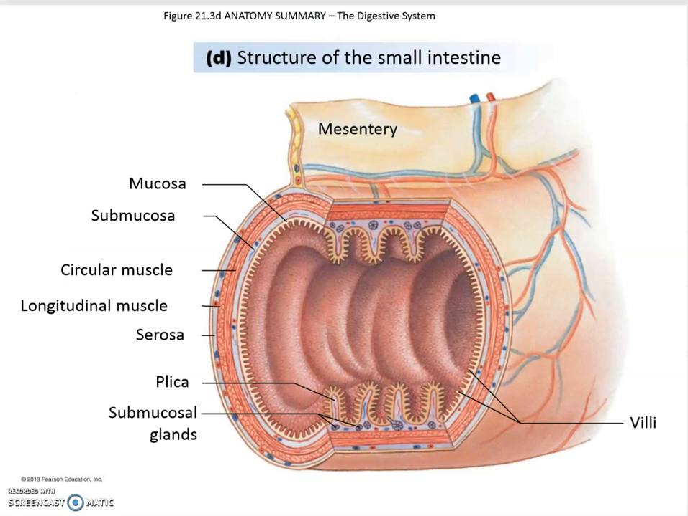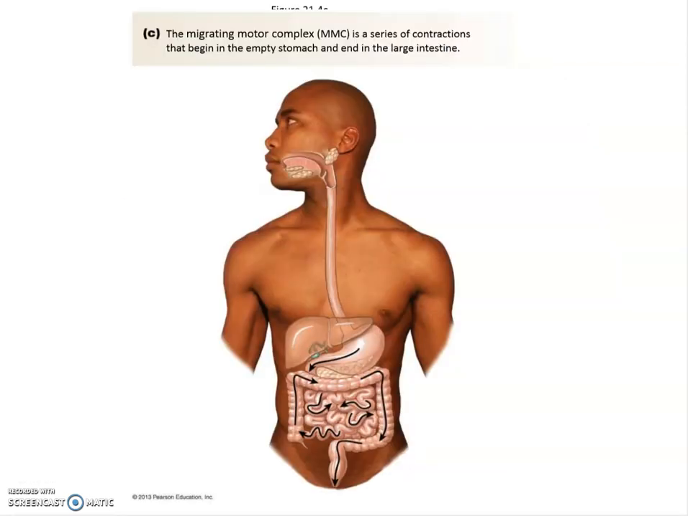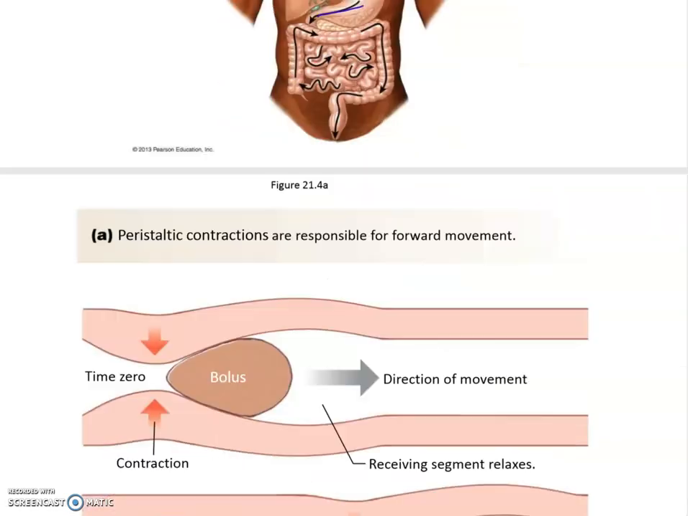Another diagram showing the structure of the small intestine. We're starting from the outside, the serosa, this tough connective tissue layer. Then we have 2 muscle layers, circular and longitudinal muscle. And then we have the 2 mucosal layers, just the inner mucosa, which has usually large foldings for increased surface area, and the submucosa with a lot of blood vessels. So it'll be right here. And very briefly here on the migrating motor complex, it's a series of contractions that begin in the empty stomach and end in the large intestine. So here you can see the arrows as we're going through the gastrointestinal tract right here.